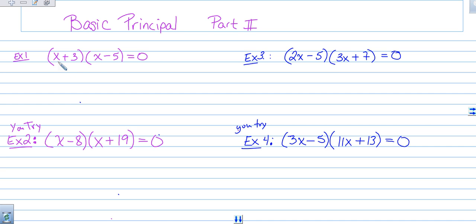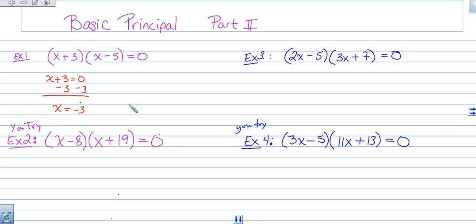Okay? So if we look here, we have x plus 3 times x minus 5 equals 0. Following that concept that we just learned about, the zero property, in order for this to equal 0, either x plus 3 has to equal 0, or x minus 5 has to equal 0, or they both equal 0. So, what you'll do is, you'll start out by taking the very first factor here and setting it equal to 0, because either this equals 0, or this equals 0. And then you'll subtract 3 from both sides, because you'll solve it like it's just a regular old mini equation, and you'll get x equals negative 3.